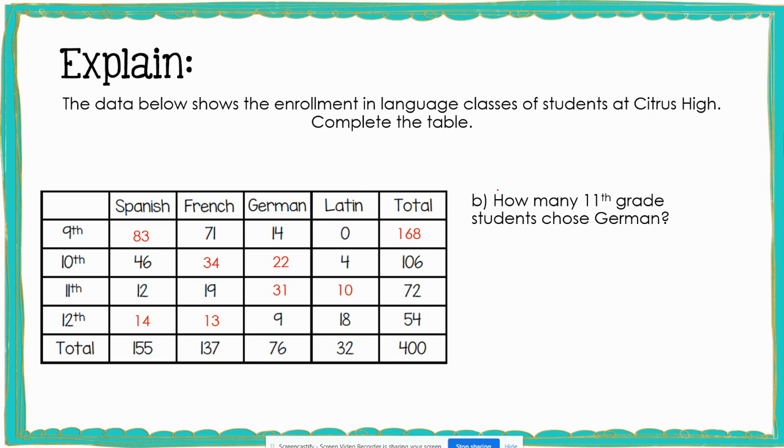B says, how many 11th grade students chose German? Well, I'm looking for 11th grade students who chose German. So this is my 11th grade row, and this is my German column. So they meet right here at 31. That means that there are 31 11th grade students who chose German.